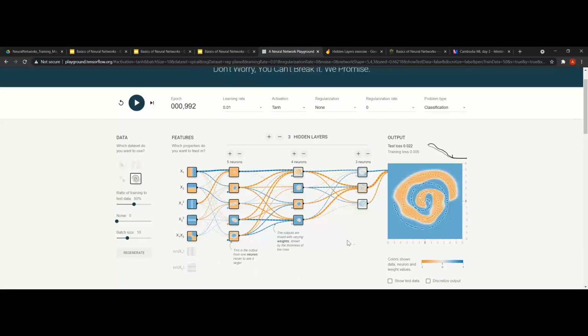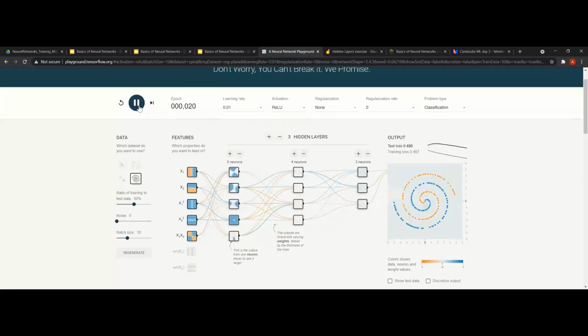Another thing I wanted to mention is we talked about fully connected. Fully connected is what we're seeing here. Every single neuron is connected to the next one, right? You can see these lines are very thin, but all of them are connected to each other. That's what fully connected neural network means. Did this make more sense? Let's say we saw here test loss 0.22 and training loss 0.05. Let's try a different activation function to see if it changes anything.